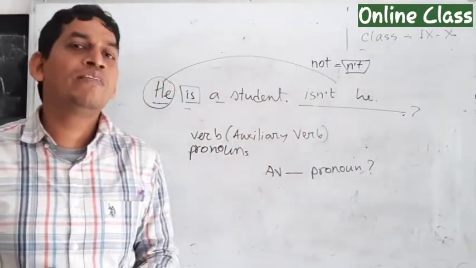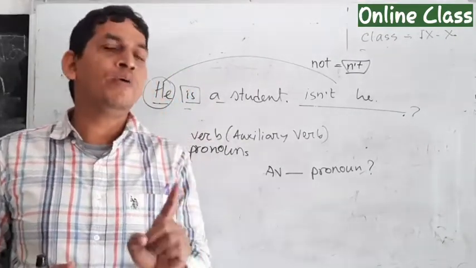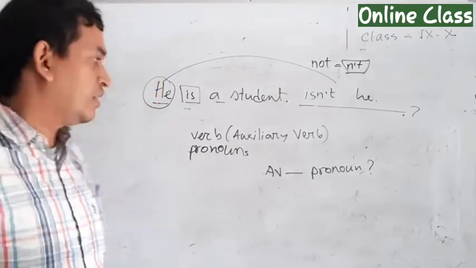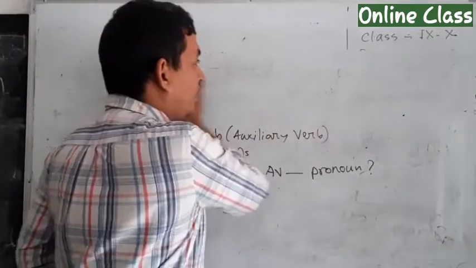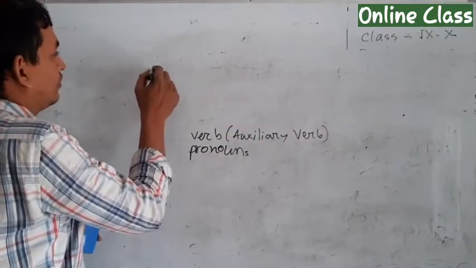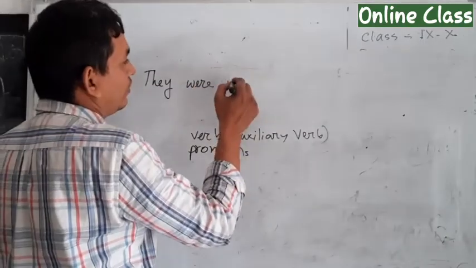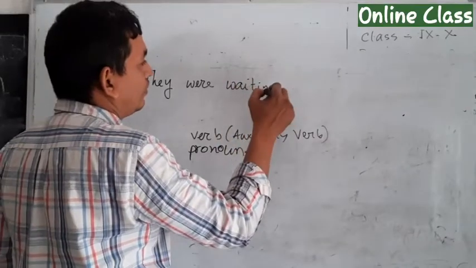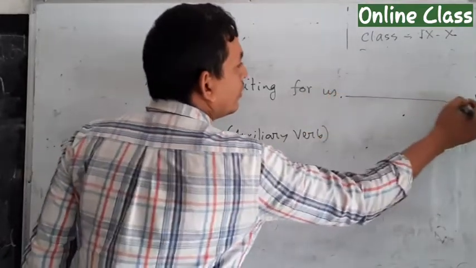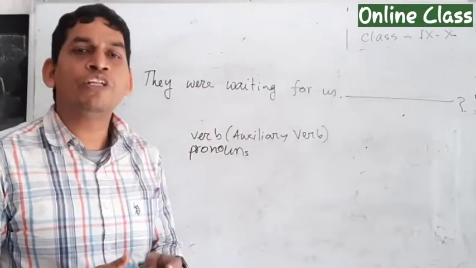So, student, we have learned that to make a tag question, we have to use two words. The first word is the auxiliary verb, and the second word is the pronoun of the subject. Let's try another question. Here in this question, they were waiting for us.